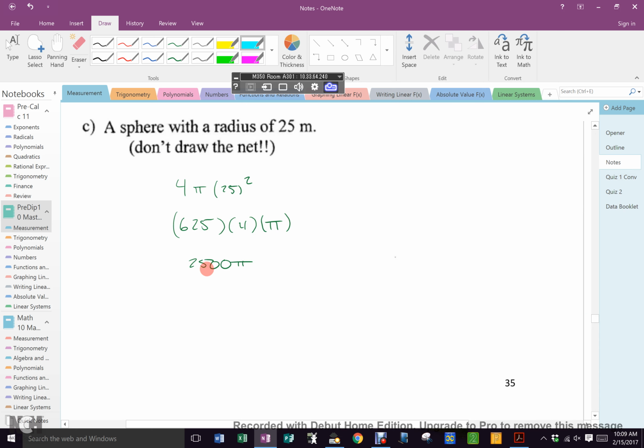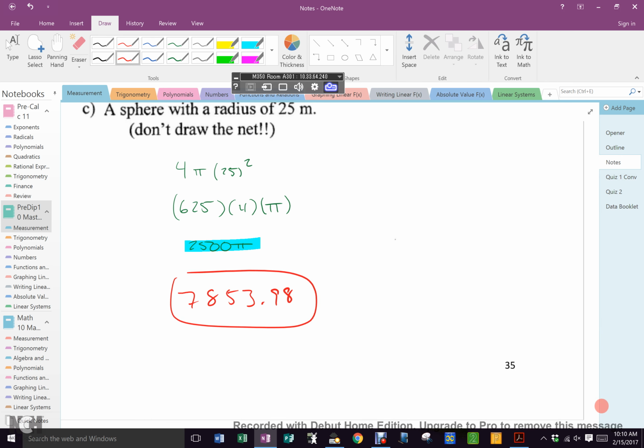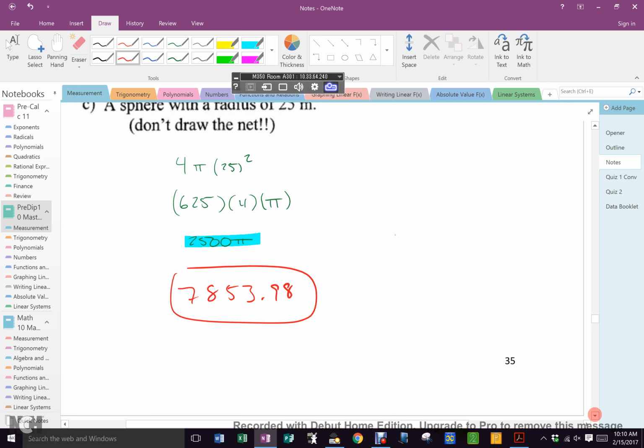And the sphere is 2,500 pi. If you went one step further, it's 7,853.98. Does anybody need to see any more of that? Why can't you draw a net of a sphere? Because it doesn't exist. Cool? All right.